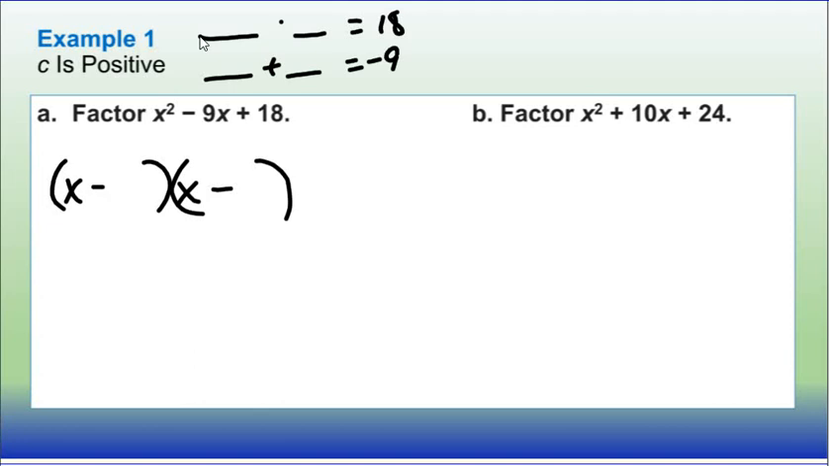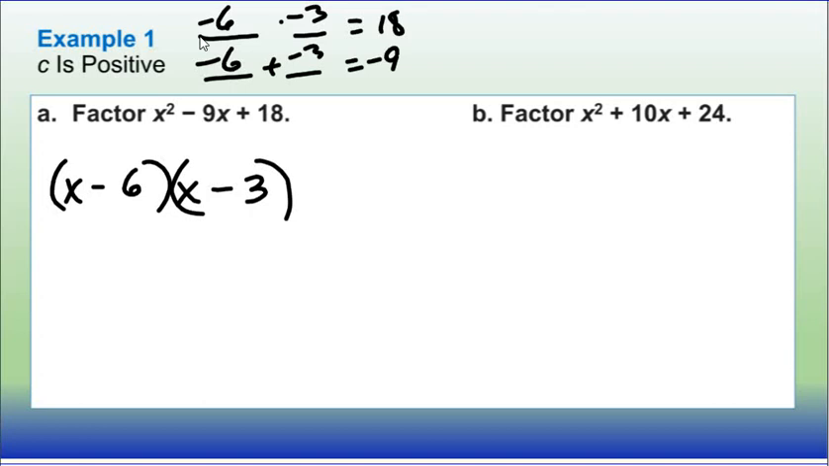So I think 6 and 3 give us 18. 9 and 2 gives us 18, but if I were to add them together, which one would give me a negative 9? Negative 6 times a negative 3 gives me a positive 18. Negative 6 plus a negative 3 gives me a negative 9. So my answer would be x minus 6 times x minus 3.